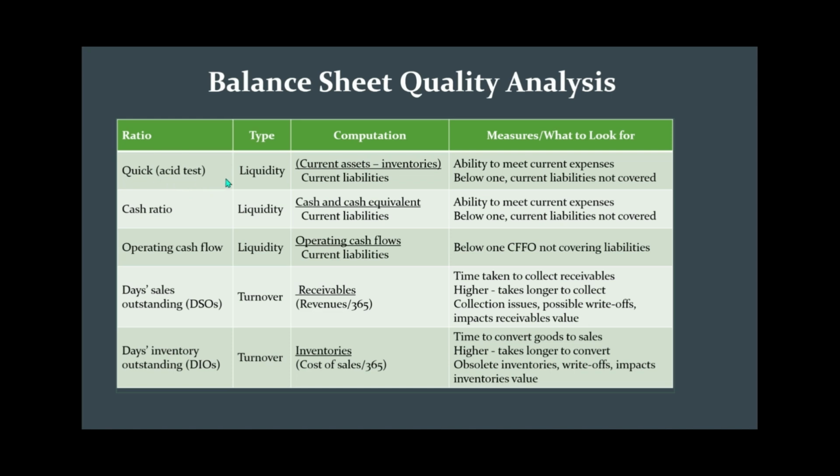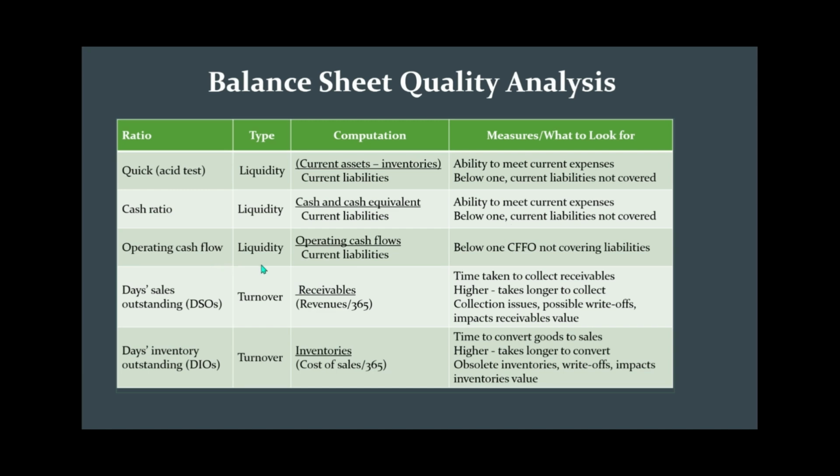The quick or acid test ratio, this is a liquidity ratio, and it's current assets minus inventories over current liabilities. Measures a company's ability to meet current expenses, and what to look for: if it's below 1, current liabilities might not be covered. Cash ratio, this is another liquidity ratio, and it's cash and cash equivalents over current liabilities. Measures a company's ability to meet current expenses. Below 1, current liabilities are not covered.